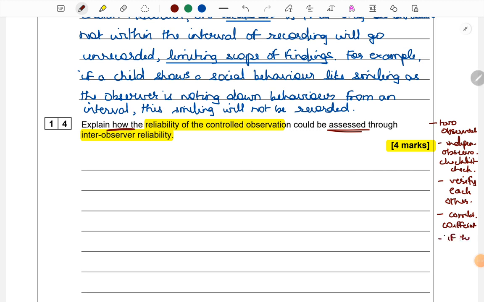So, if the coefficient is positive and it is large, then it will be taken that there is high inter-rater reliability, or that the controlled observation is reliable. But if the correlation is small, then it will be taken as there is a disagreement between the raters and the observation is not very reliable. We need to explain right from how it will be done initially to how the final interpretation will be done. Nothing should be missing in the process, so it has to be complete.